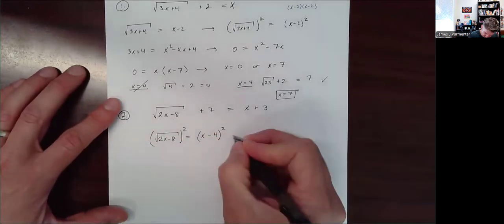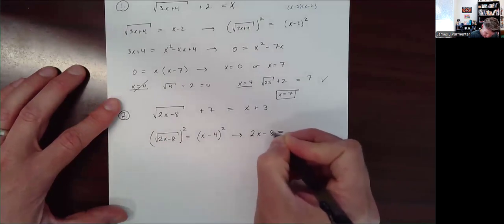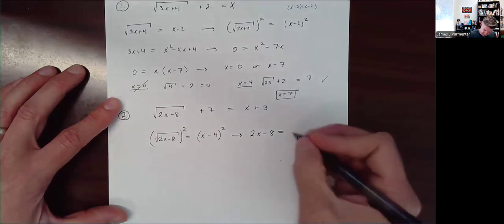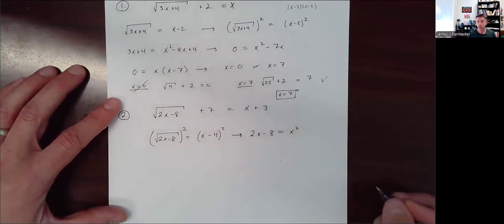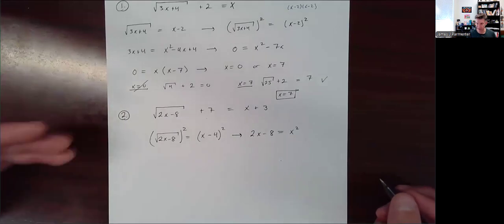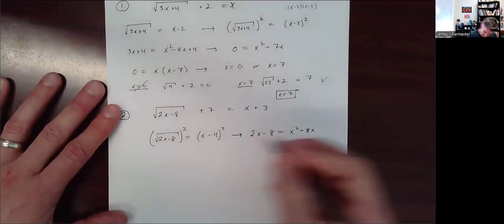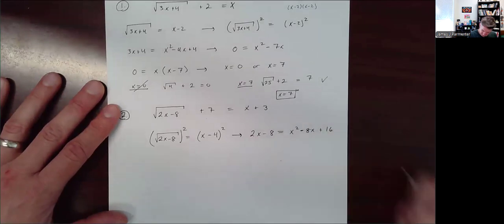So squaring both sides, the left-hand side is going to be just 2x minus 8. The right-hand side is going to be x minus 4 times x minus 4, which is x squared plus 2 times x times negative 4 if you want to think of it that way, or just minus 4x, which is minus 8x. And then negative 4 times negative 4 is positive 16.